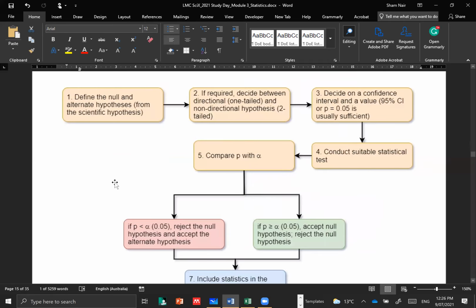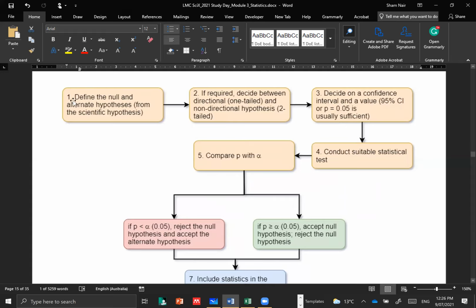Okay, put that all aside. Those are all the technical terminologies. How do we do a statistical test? How do we do an inferential statistical analysis? This flowchart tells us in a nutshell what we have to do.